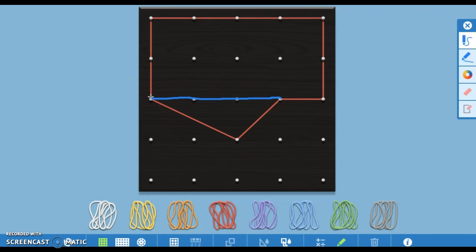To find the area of the rectangle, we can take our length, 1, 2, 3, 4, and multiply it by the width, 1, 2, and that's going to give us 8 square units.